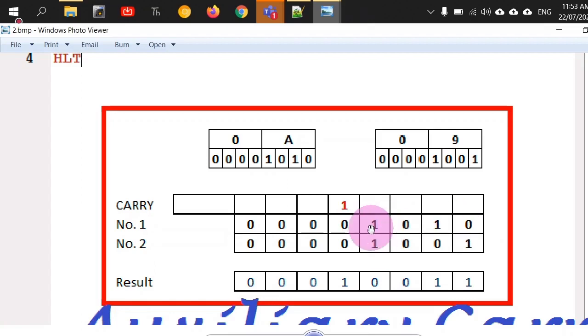And out of this number, if there is a carry, that means out of this position number 3, this is the position number 0, position number 1, position number 2, and position number 3. So out of this position number 3, if there is a carry to the 4th position, then we call that an auxiliary carry, and the auxiliary carry flag will be set if that carry exists there. Otherwise, it will be reset.